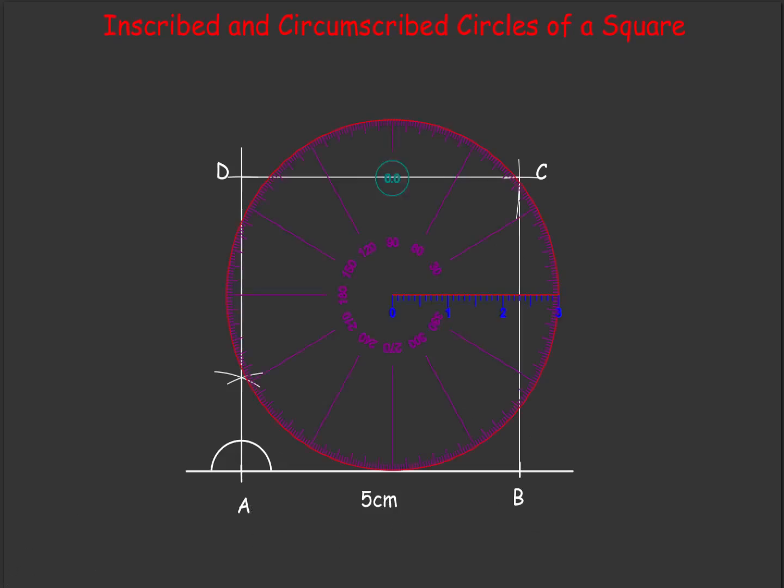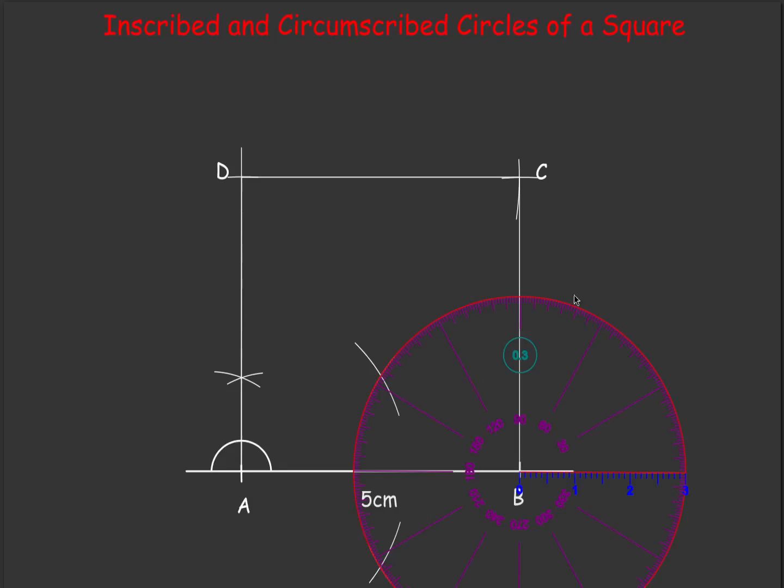Now, how do we bisect? First of all, you stand at A and then open your compass appreciably to more than half of the entire line. You see, and then you draw an arc. So you draw an arc below, and then you draw one also above. Now with the same opening, you stand at what? B. Then you draw another arc to touch the previous arc you have drawn.